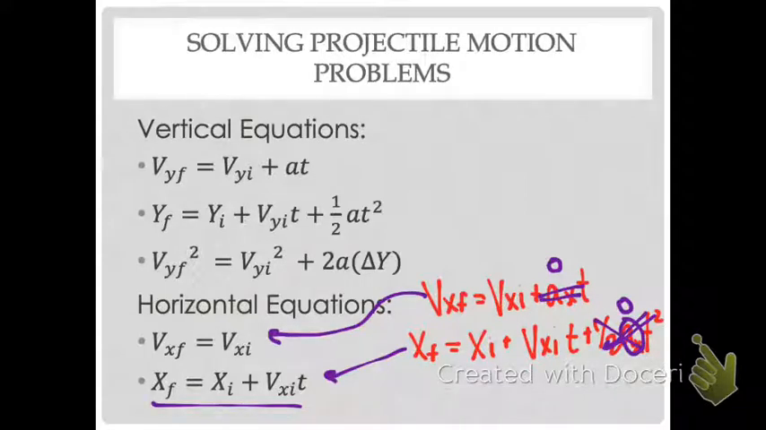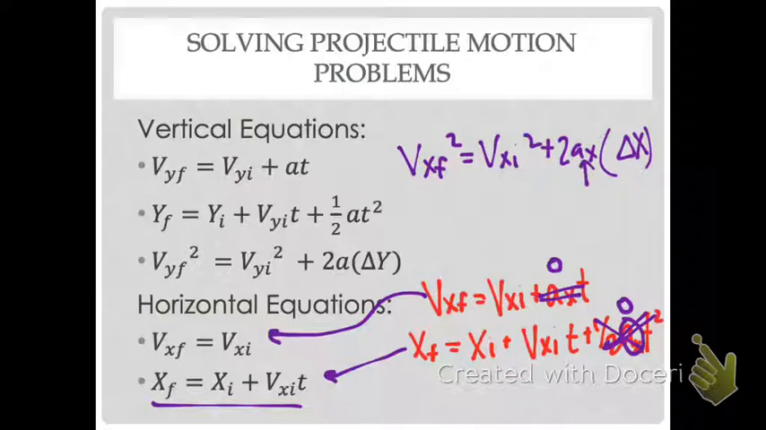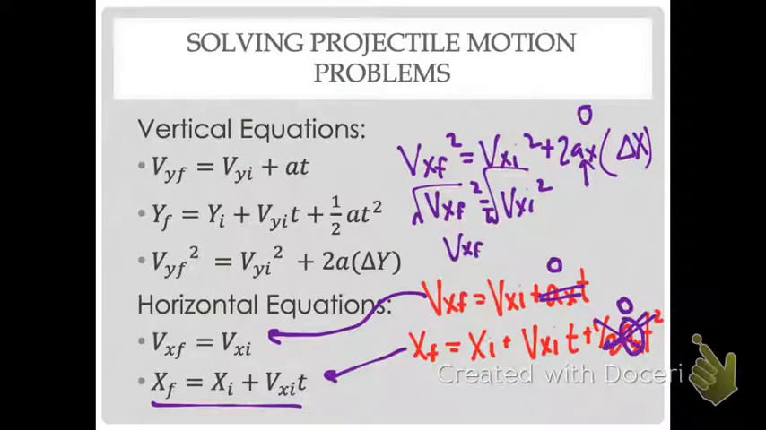Third equation would look like this. VXF squared equals VXI squared plus 2AX times delta X. Right, but what do we know about AX? It's zero. So that would leave us with VXF squared equals VXI squared. Exactly. We already have that. VXF equals VXI. No reason to have it twice. So that's where we get our two equations from. It's just a simplified version. If we don't have horizontal acceleration, our problems become much simpler.